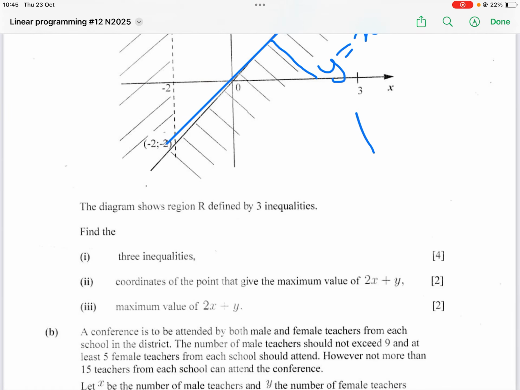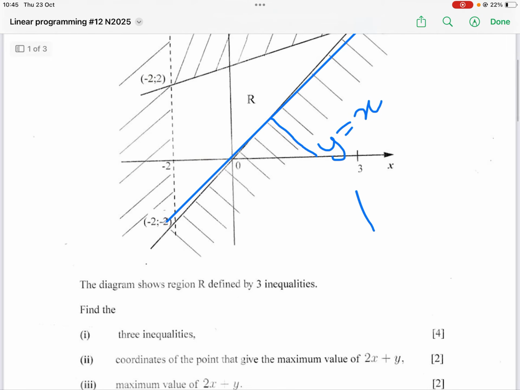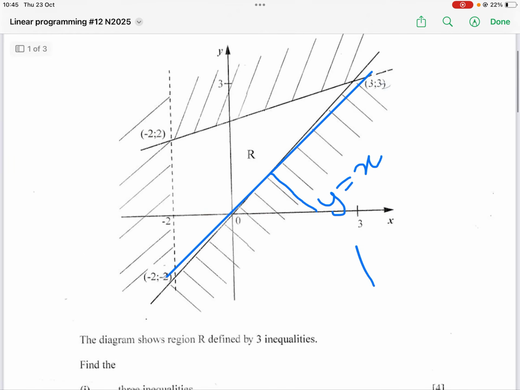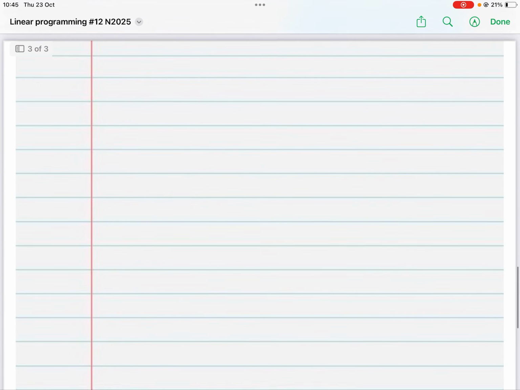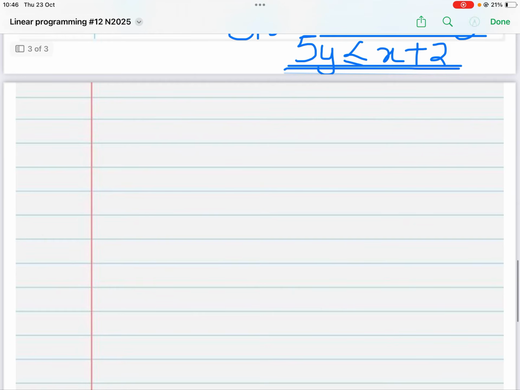Next, the question is asking for the coordinates of the points that give the maximum value of 2x plus y. So it is just a matter of comparing the corner points of the wanted region. So we have minus 2, 2, minus 2, minus 2, and 3, 3. We are going to substitute these into 2x plus y.